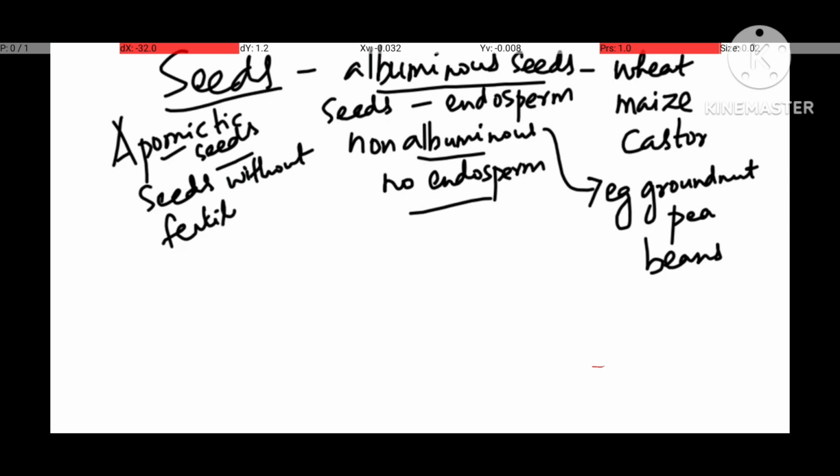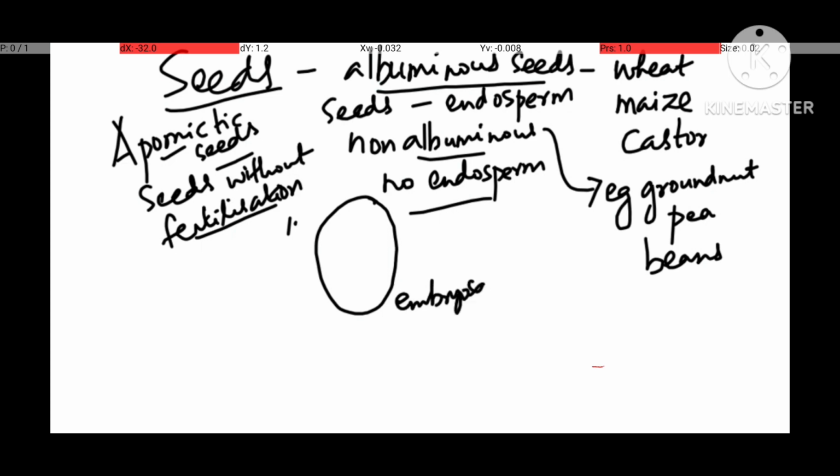And there is a question here, how are these seeds produced? How is this type of seed produced? That seeds are produced without fertilization. One way is, now this is an embryo sac. You have learned the structure of embryo sac. One way how the seed is produced is like this.